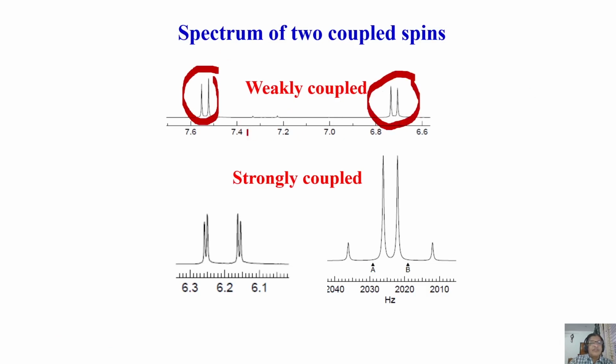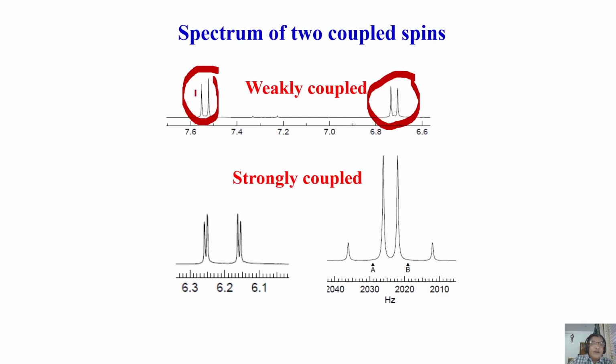This is a weakly coupled spin system. Look at the chemical shift separation, about almost 1 ppm, from 7.5 to 6.7. At 500 megahertz, 1 ppm is 500 hertz. What is this separation? It's only of the order of 10 or 15 hertz. So it is weakly coupled, and the lines must be of equal intensity. In principle, all these 4 lines should be of equal intensity.